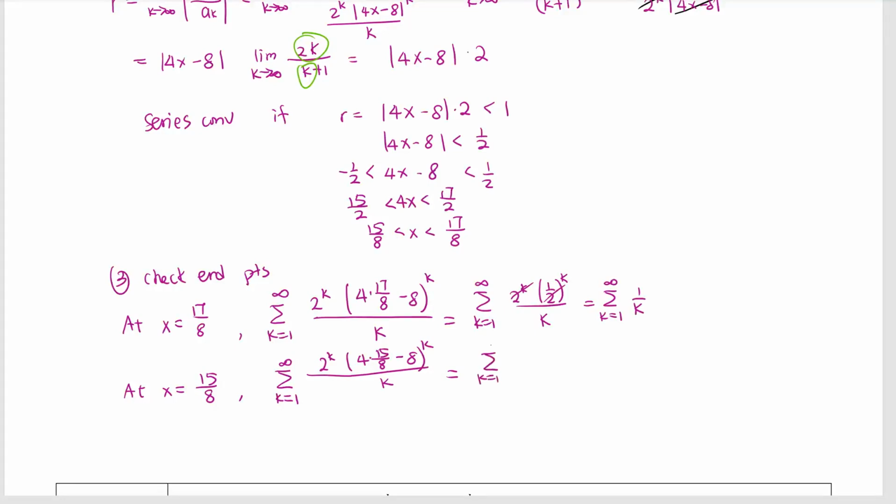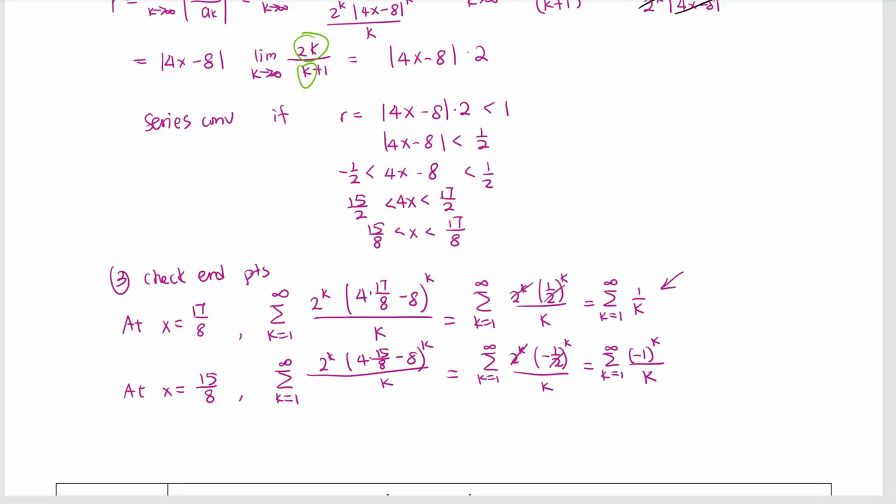This guy, 4 and 8 cancel. So 15 over 2 minus 16 over 2 is negative 1/2 to the k. Wow, 2 and 2 cancel. But you still have the factor of minus 1 to the k there. See? Here is the series of the positive terms. Here is the alternating series. Then we figure out this guy first.